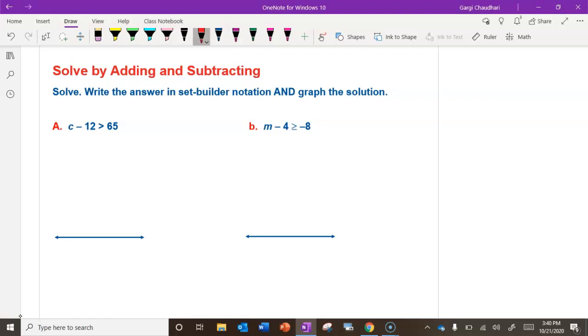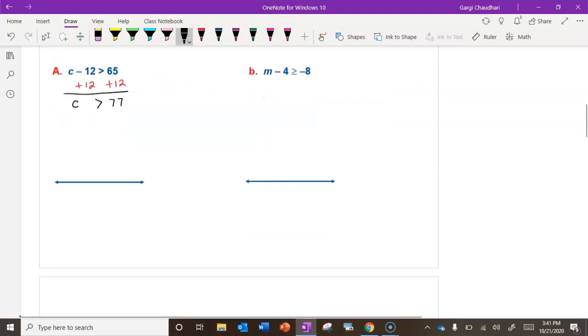So notice C is not isolated. I have subtraction by 12 onto C. So I'm going to go ahead and get rid of that subtraction by adding 12 to both sides. And then I just simplify. I am not going to switch my sign because I'm just adding to both sides here. And when I simplify my right-hand side, I get that C is greater than 77. So my set builder notation here is just going to be the set of C such that C is greater than 77. Just like that.